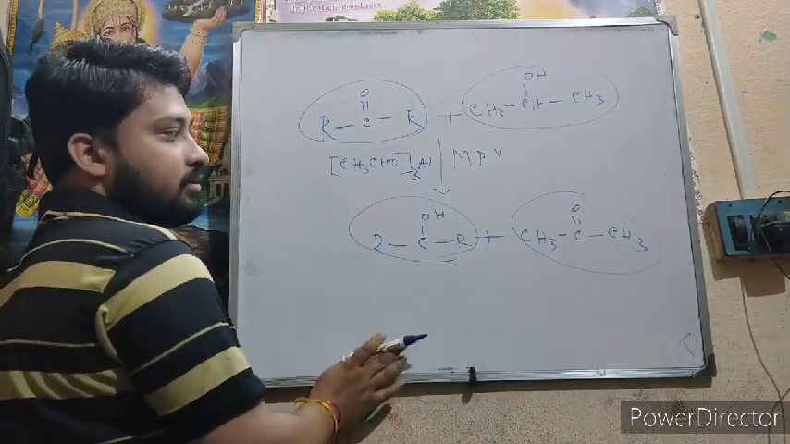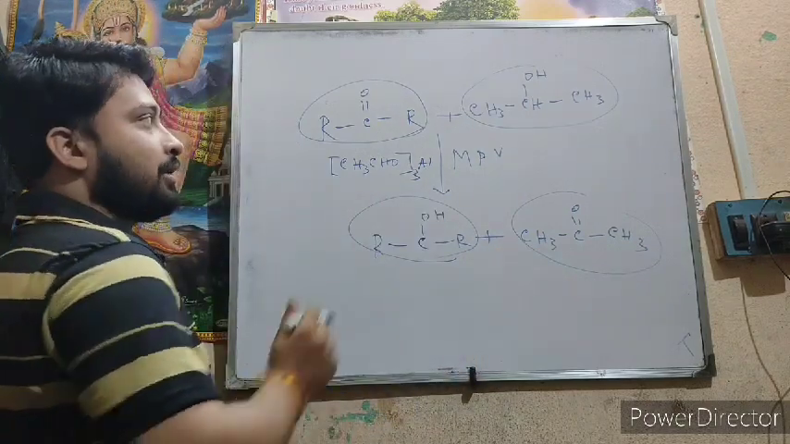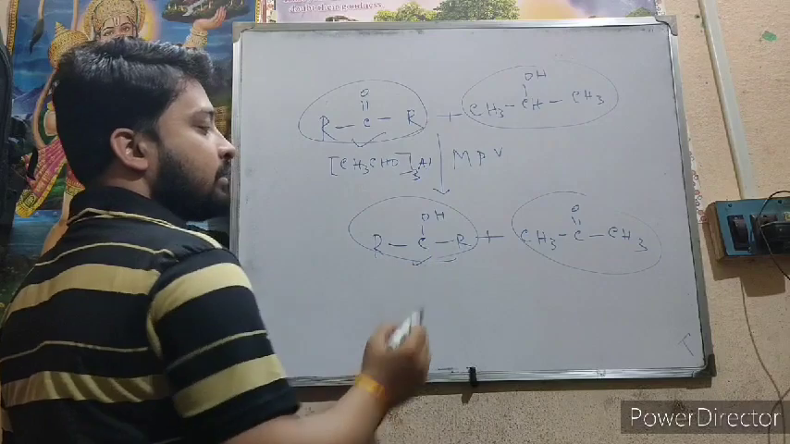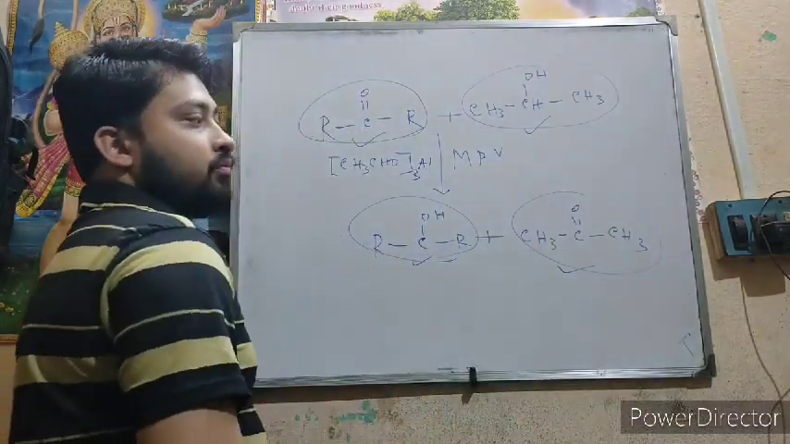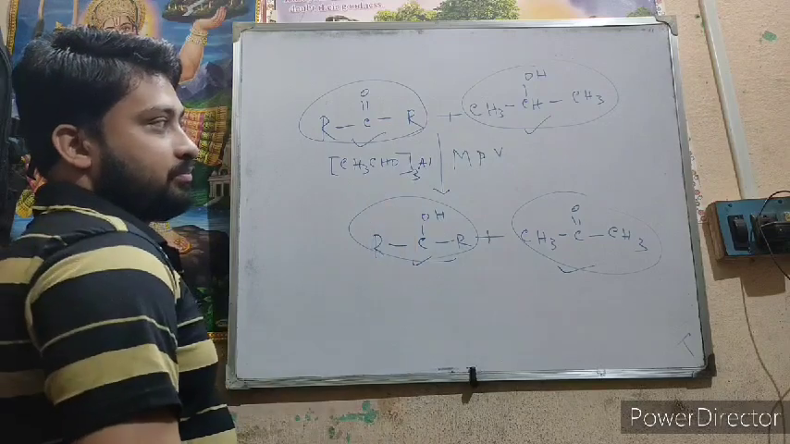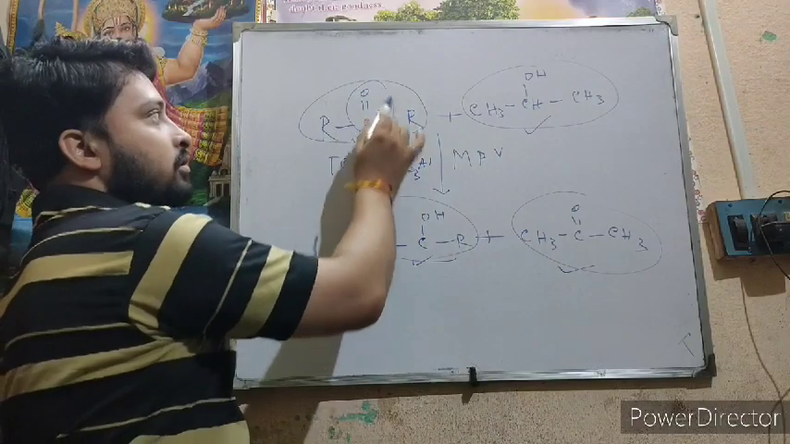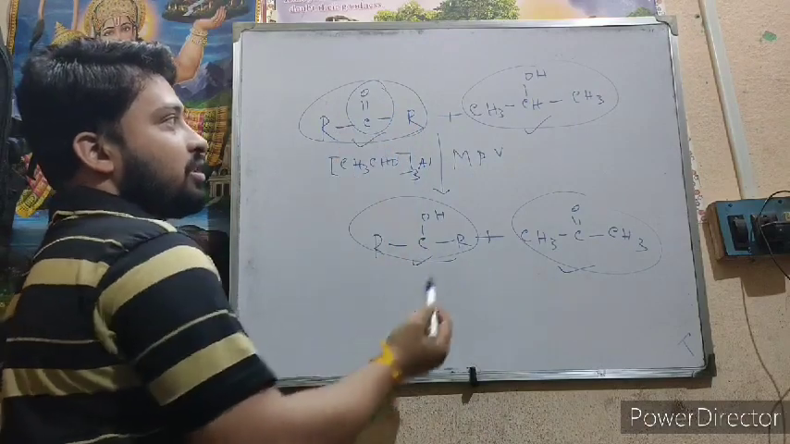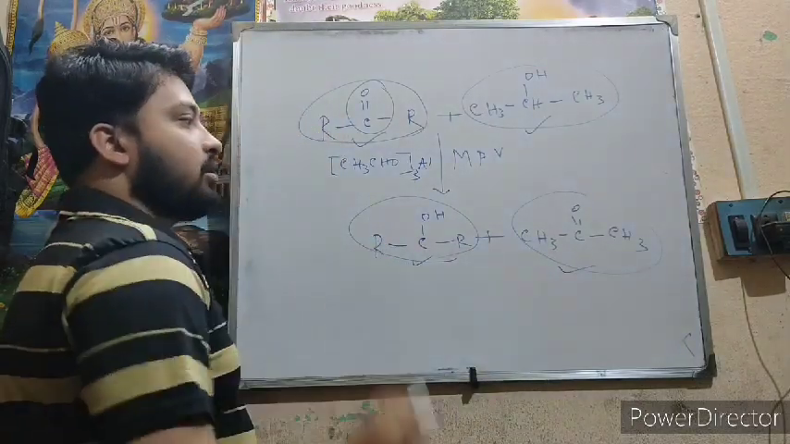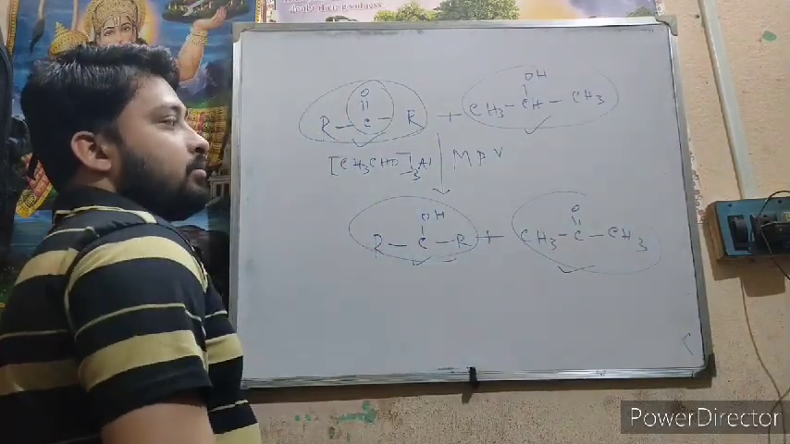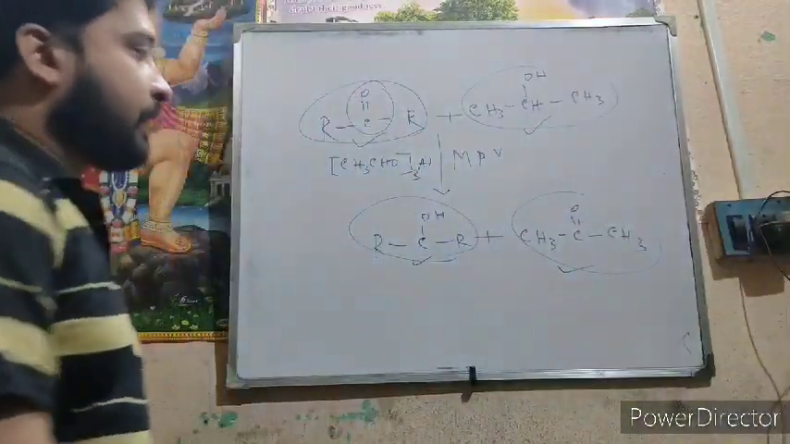There is a mechanism, but we go the simple way. Where is the ketone? We take alcohol. Where is the alcohol? We take ketone by the MPV reaction. Okay, this is ketone, this is C=O, it converts to CHOH, and the CHOH converts back. This is a simple process. Okay.